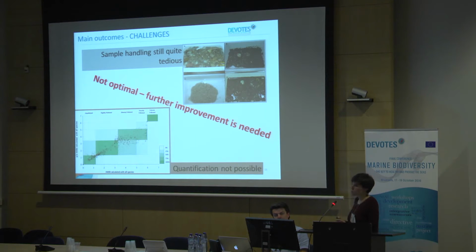One is related to the types of samples we need to handle. Sediment samples are of different nature, and collecting a subsample from this sample that is representative of the whole community is not that easy. So we needed to develop protocols that involve decantation and homogenizing of the samples. Still, it is quite tedious. It's not like taking a small volume of sample. And also, metabarcoding does not allow quantification, so we cannot know the number of individuals of each species we have in the sample. We have shown that the index works quite well with presence-absence, but still there is room for improvement here.